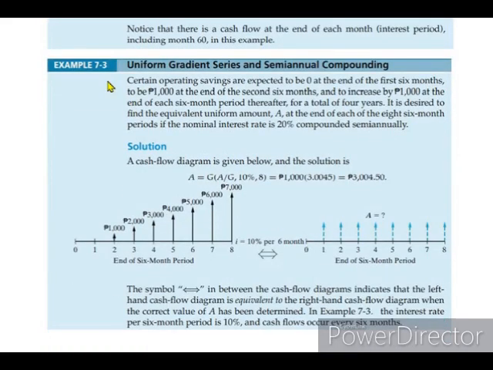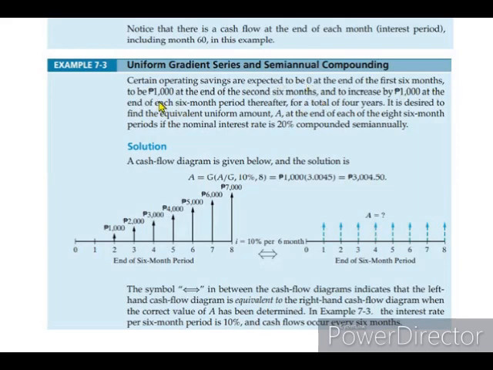Next, example 7-3, uniform gradient series and semi-annual compounding. So, dito naman guys, certain operating savings are expected to be 0 at the end of the first 6 months. Kaya nga, nag-expire din yung mga ginagamit na device na nakaka-save ng kuryente sa isang kumpanya. Kumbaga, nag-expire din yun. Kaya 0, okay?